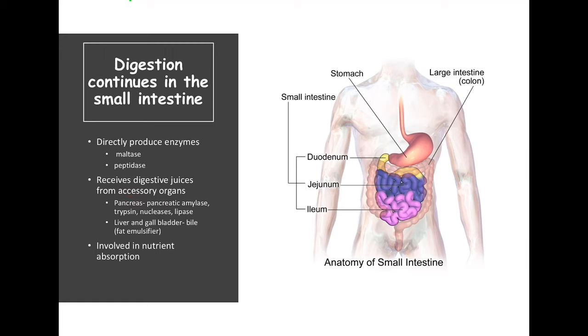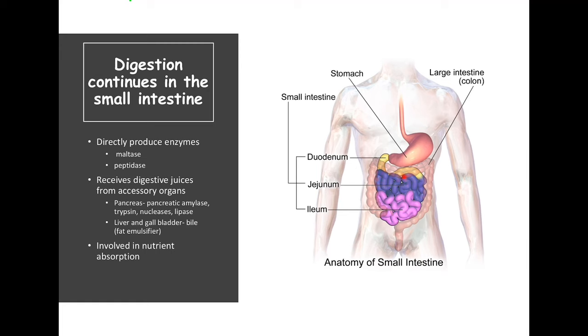Okay, so the pancreas, which produces a whole host of enzymes, secretes them into the duodenum, which will further cause digestion. So we have pancreatic amylase, we have trypsin, nuclease, and lipases that are produced by the pancreas and get dumped into the duodenum. And then we have our bile, which is more of a fat emulsifier, like it breaks down the fat, that also gets dumped into the duodenum.